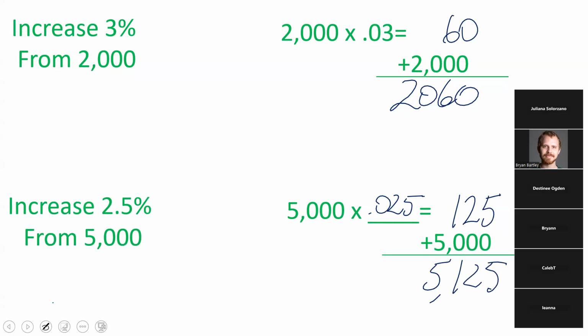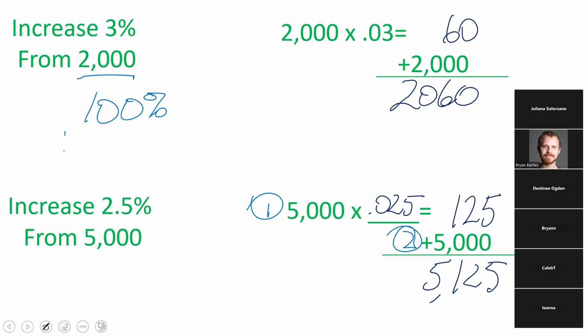Now, this is a two-step process, right? Step one, and then step two, we're adding to the original number. Can I show you a one-step process? This is only if you want to do a one-step process. If you want to keep doing two-step, that's okay. I'm going to show you a one-step process. If we have 2,000, that represents 100%. Do we all agree? That's the original number, 100%.